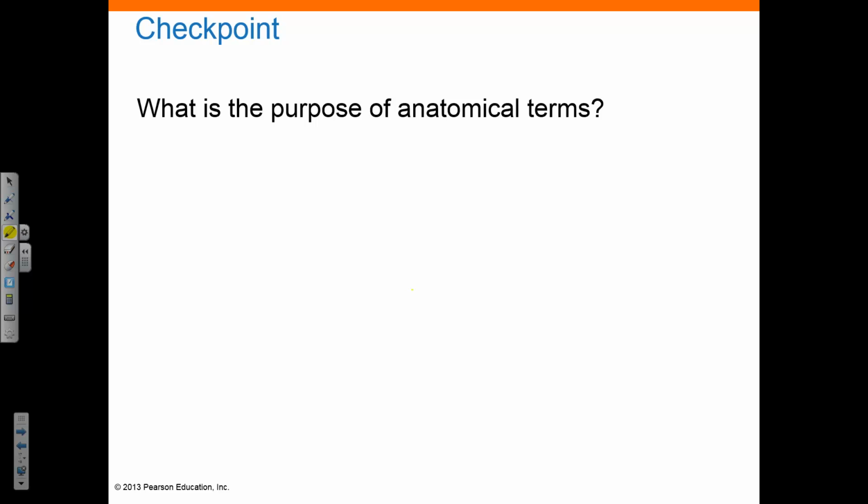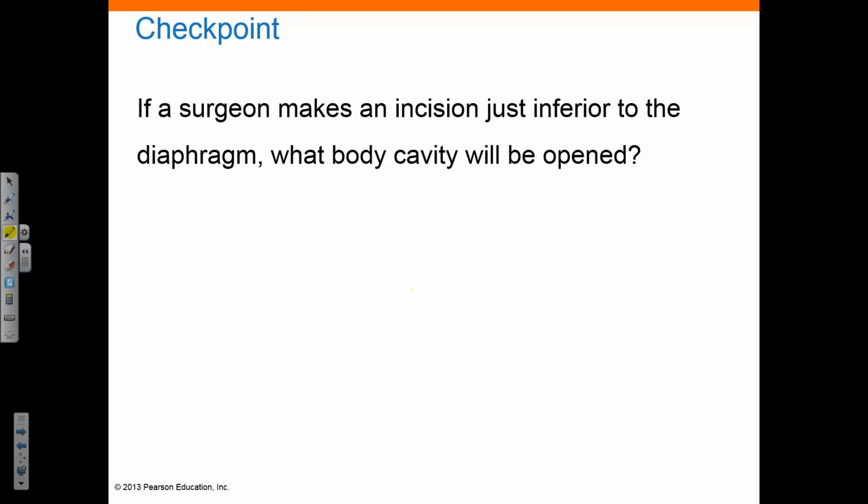Let's try one more. If a surgeon makes an incision just inferior to the diaphragm, what body cavity will be opened? Recall that inferior refers to below, so just inferior to the diaphragm, we'll put the incision over the abdominopelvic cavity. So, the abdominopelvic cavity will be the cavity that is opened by the surgeon.